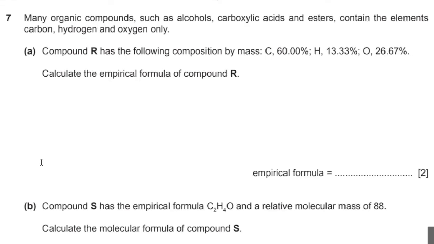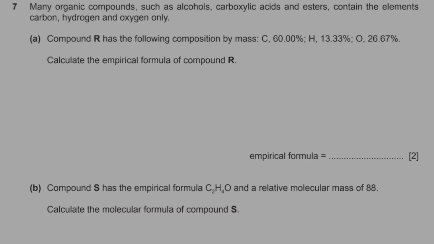7. Many organic compounds such as alcohols, carboxylic acids, and esters contain the elements carbon, hydrogen, and oxygen only. A compound R has the following composition by mass. So you have carbon, hydrogen, and oxygen. Calculate the empirical formula of compound R.